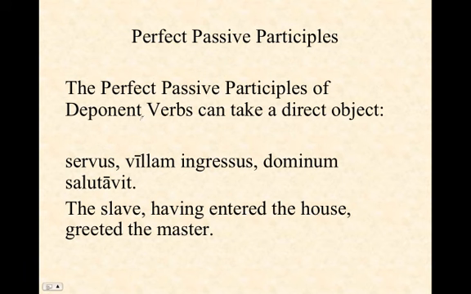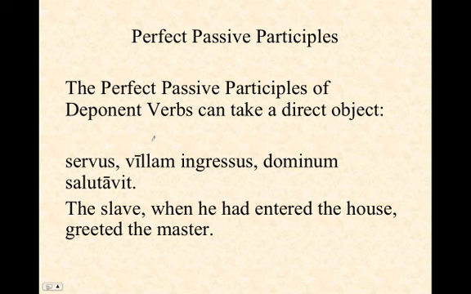The perfect passive participles of deponent verbs can take a direct object. Remember, deponents are passive in form, but active in meaning. And so, servus villam ingressus dominum salutavit. The slave, having entered the house, ingressus is the perfect passive participle from the deponent verb ingredior, and so it can take the direct object in the accusative of villam. A better English translation, the slave, when he had entered the house, greeted the master.